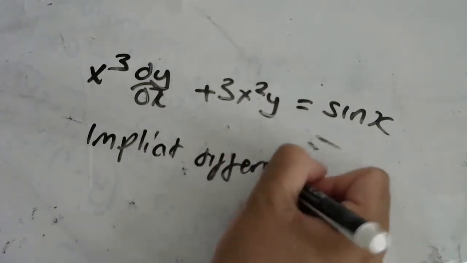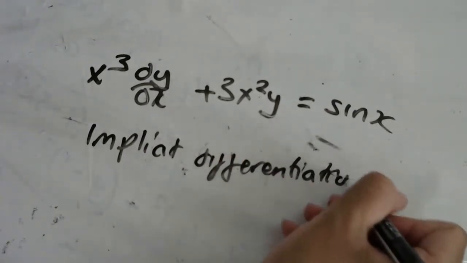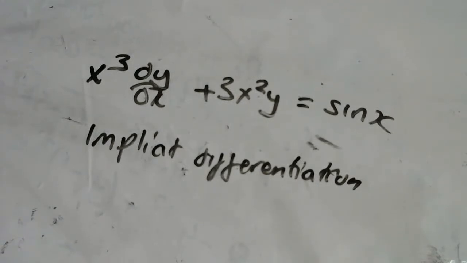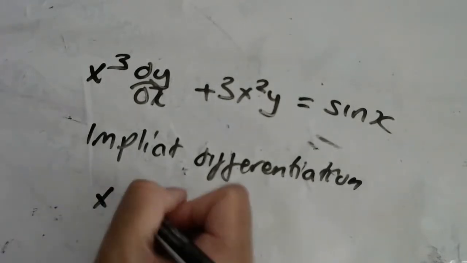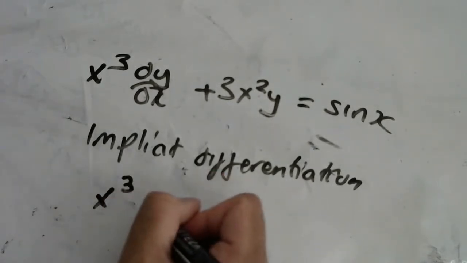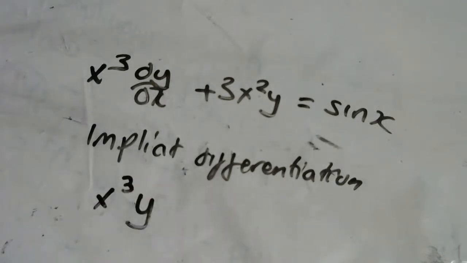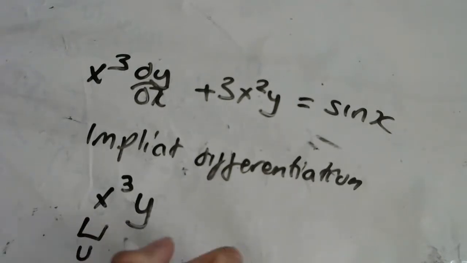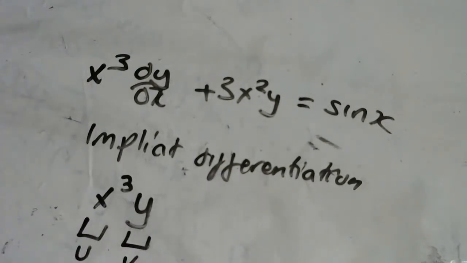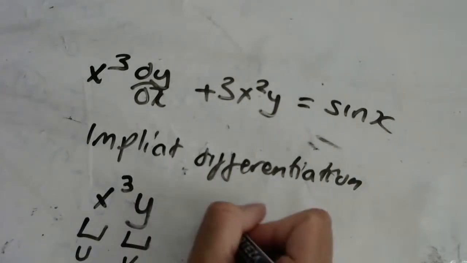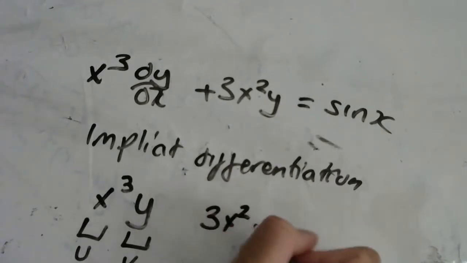So if you remember, if you had something like, I'm going to do this one on purpose, I know what this is. Let's go with x cubed y, okay? And you have to differentiate that implicitly, okay? You'd have to do the product rule on it. So this is u, and that's v, and then do the product rule on it, and let's see what happens, right? So you do implicit differentiation on this, you'd get 3x squared y.